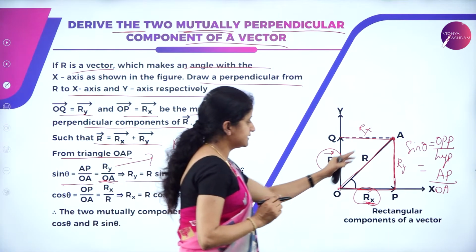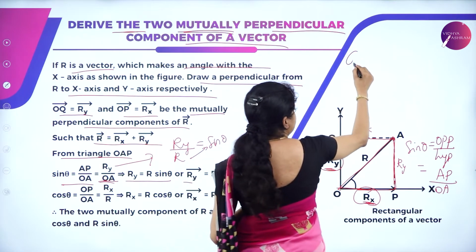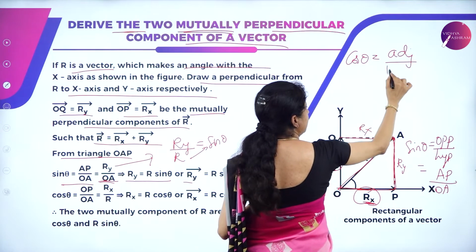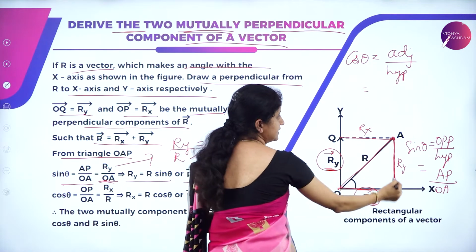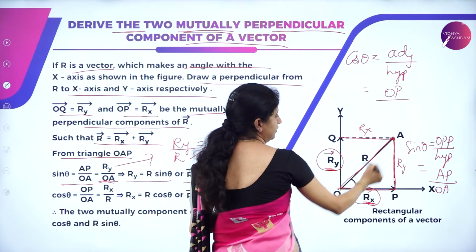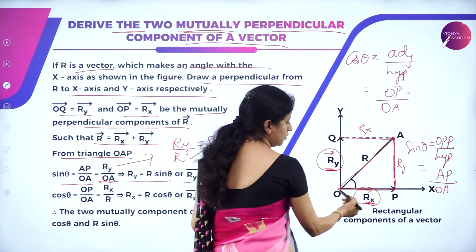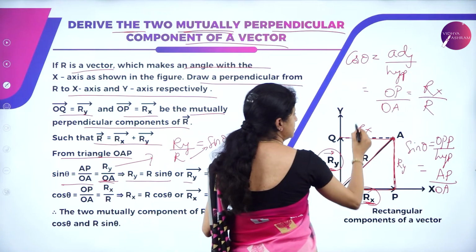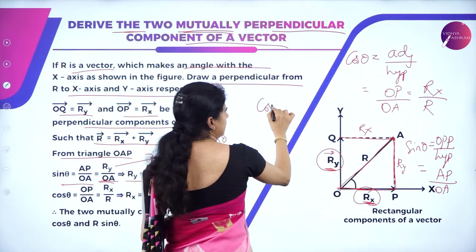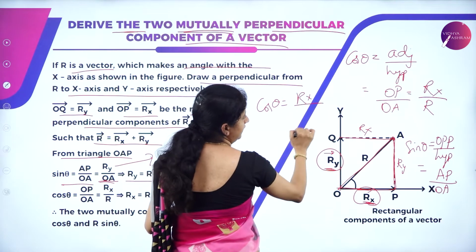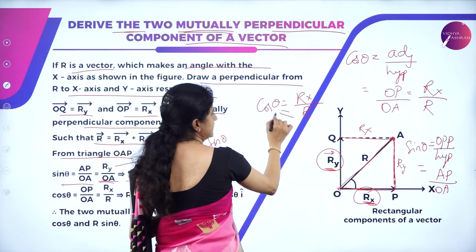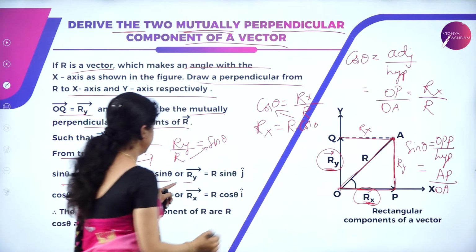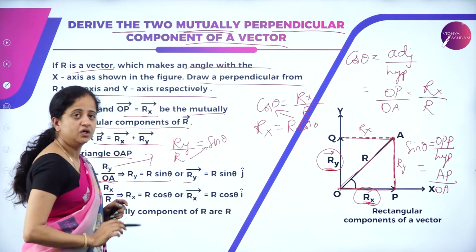Similarly, let us take this triangle once again and define cos theta. How do we define cos theta? It is adjacent divided by hypotenuse. From this triangle, what is adjacent? It is OP and hypotenuse is OA. But what is OP? OP is Rx. What is OA? OA is R. So we get cos theta is equal to Rx divided by R, or we can write it as Rx is equal to R into cos theta.